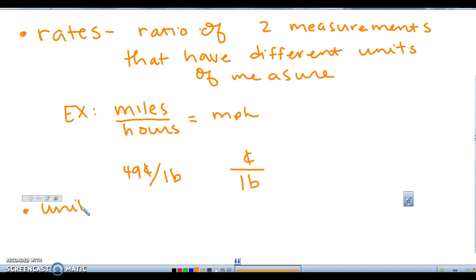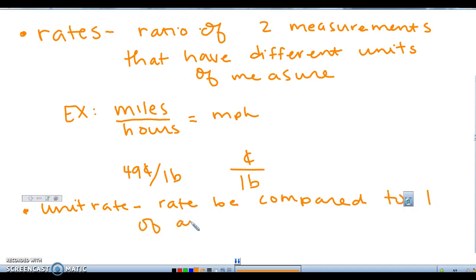Likewise, we have a unit rate. And a unit rate is a special kind of rate, in that it is a rate being compared to one of another item.